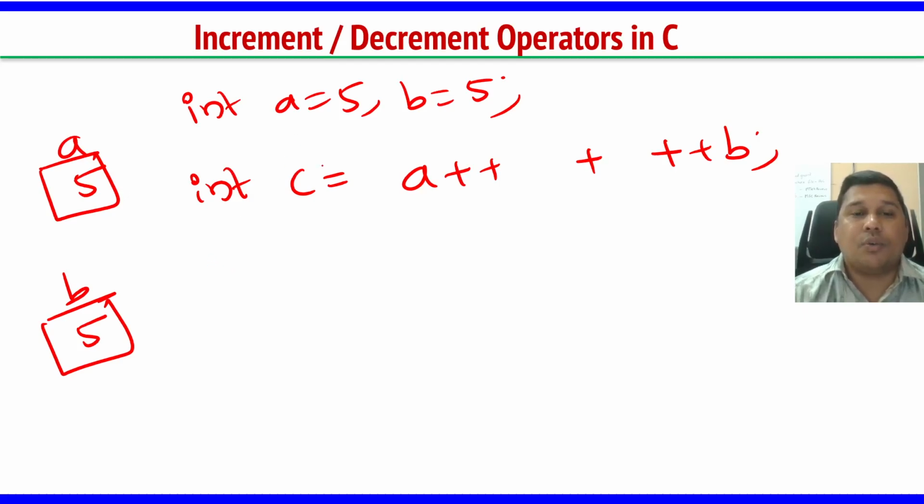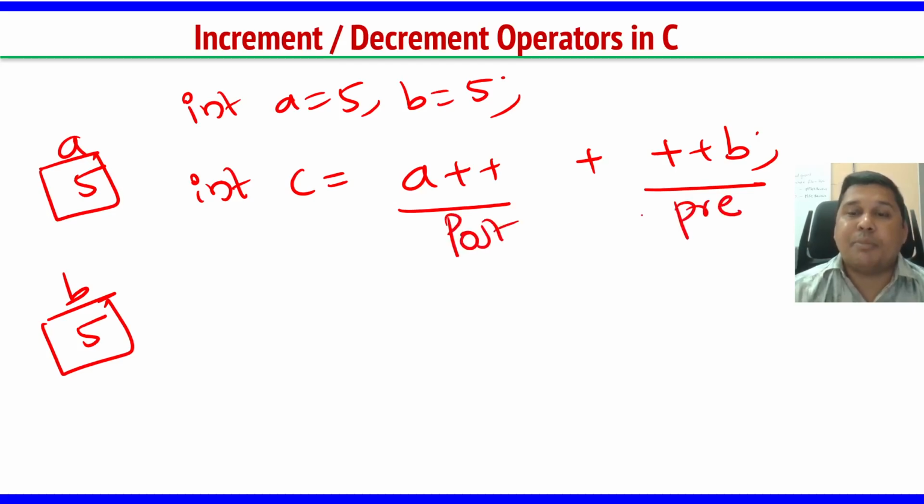Now, what is this expression here? See, c = a++ + ++b. This is a post increment and this is a pre increment. Are they standalone statements? They are not standalone statements. Why? Because they are involved in some arithmetic expression. There is some variable c, there is some operator plus, so it is not standalone. Then we have to apply the rules of post and pre.